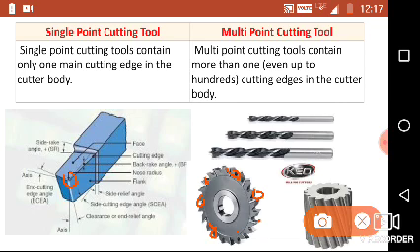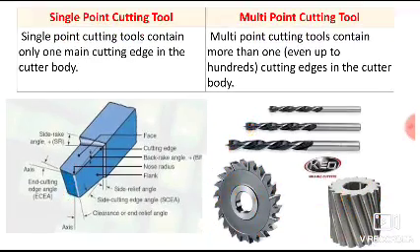So the multi-point cutting tool contains more than one cutting edge through which the cutting action takes place. Here also you can see the number of cutting edges. These are also the cutting edges of drill bits with which you can remove the material. So that is the first difference. The single point cutting tool contains only one cutting edge, whereas the multi-point cutting tool contains more than one cutting edge. Now we will discuss the second difference.